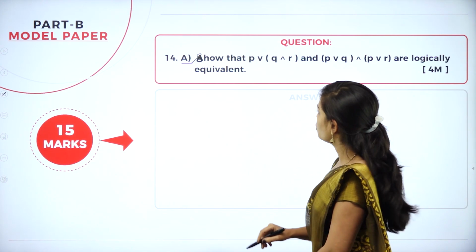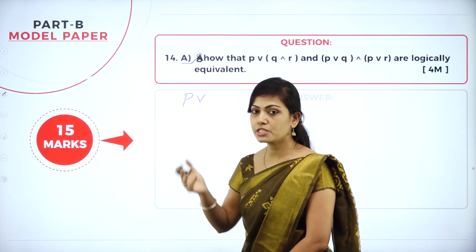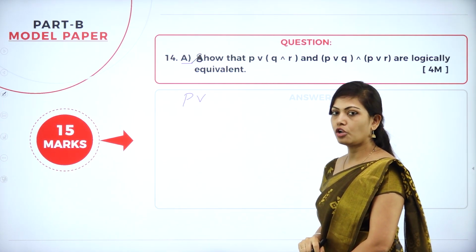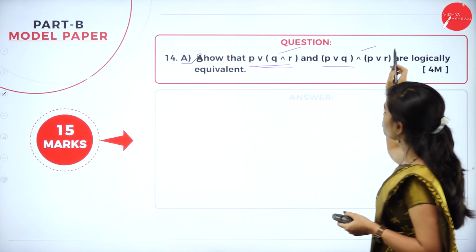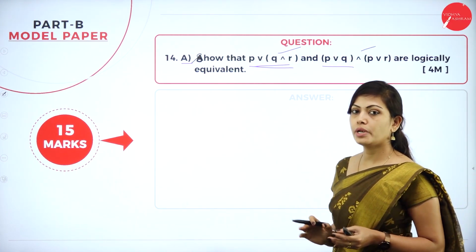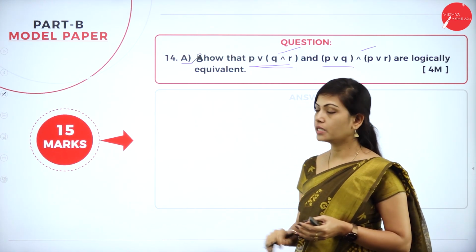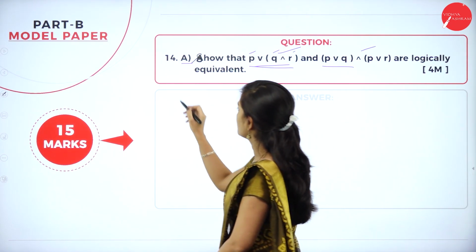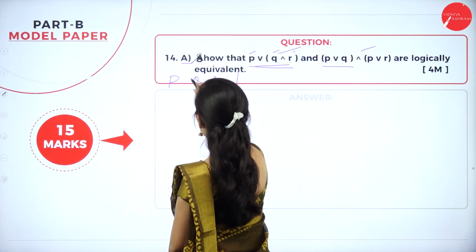14 A. Show that P V, P V. V means what? It is an OR operation. It is a mathematical logic concept. So here you have to prove whether these two statements are logically equivalent or not by using the truth table construction method. So how many variables are there? 3 variables, that is P, Q and R.